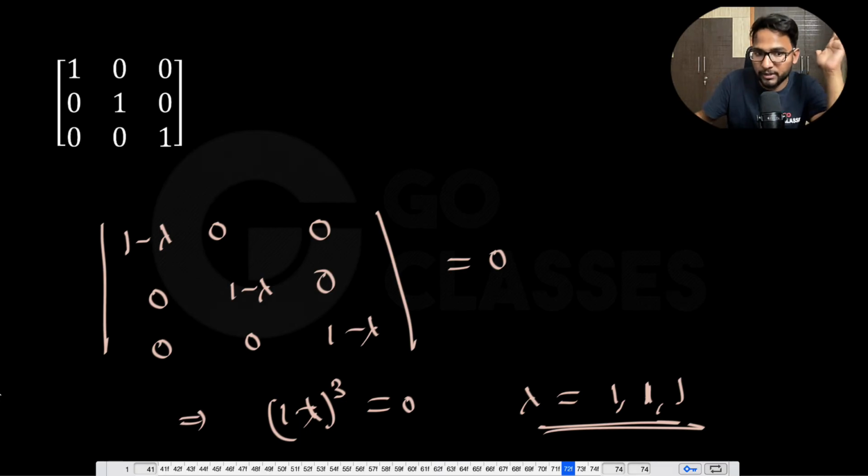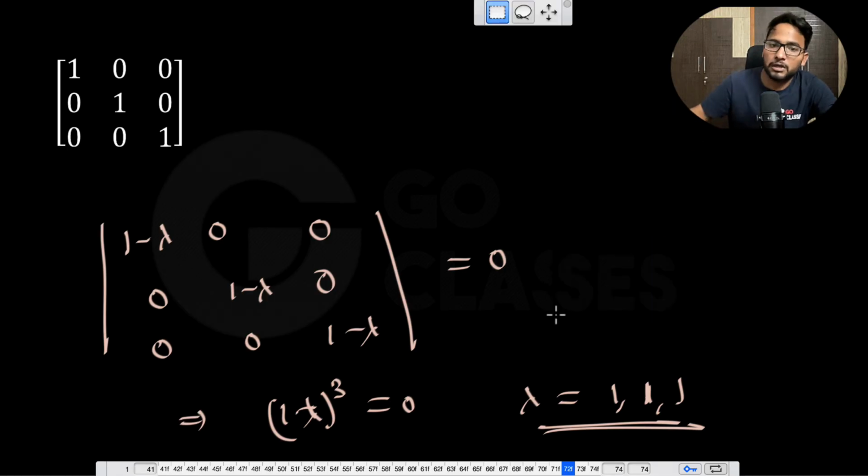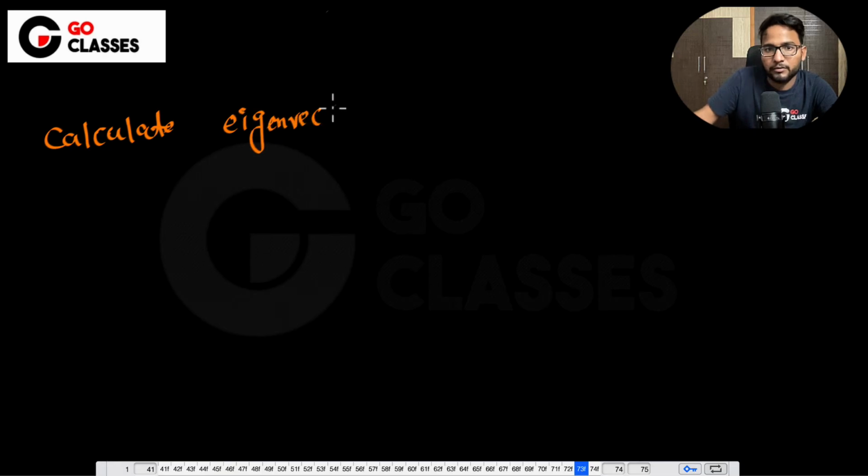Now let's see that 1 is repeating 3 times. Based on what we have discussed till now, if you have (lambda minus 1) power 3 in the characteristic equation, then the number of linearly independent eigenvectors corresponding to lambda equal to 1 could be just 1, could be 2, or could be 3. It cannot be more than 3. Let's see in this particular example how many you are getting. Now let's just calculate the eigenvector for lambda equal to 1.